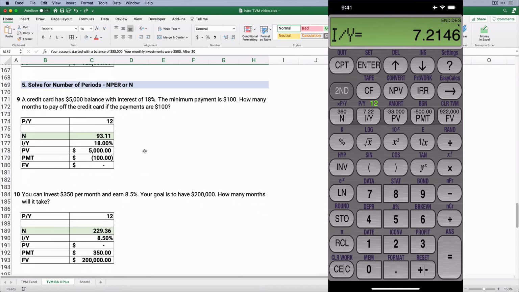So the first one here is, let's say you have a credit card that has a $5,000 balance with an interest of 18%. The minimum payment is $100, and you're going to make that minimum payment. So how many months does it take to pay off the credit card if the payments are $100? Well, this is a 12 periods per year problem. So I already have it set for 12 periods per year, so I don't have to change that. My interest rate is 18%. My present value is 5,000. And my payment is 100.